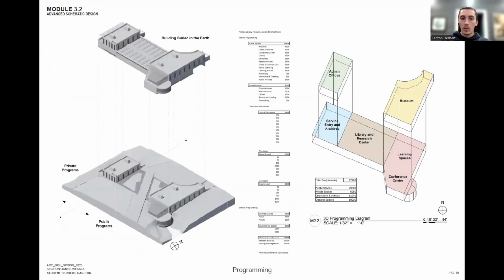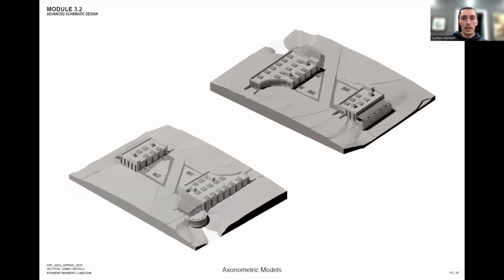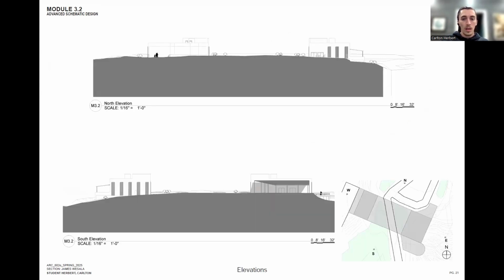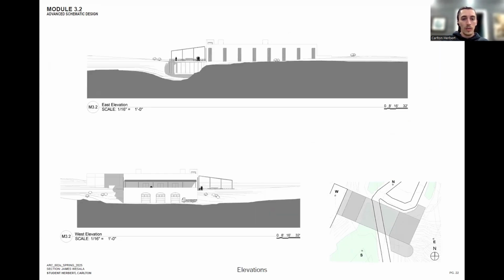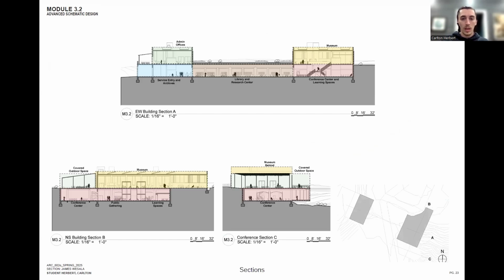Here is the basic programming of the site, which consists of admin offices, museum, learning spaces, conference center, library research center, and service entry and archives. And then just another look at how that building sits on the site there. A couple elevations give you some perspective, and then some sections as well.